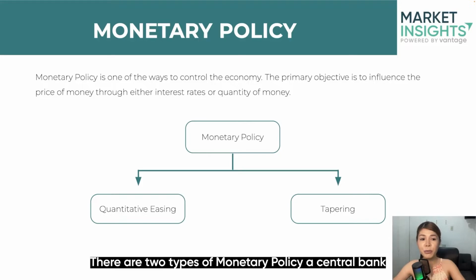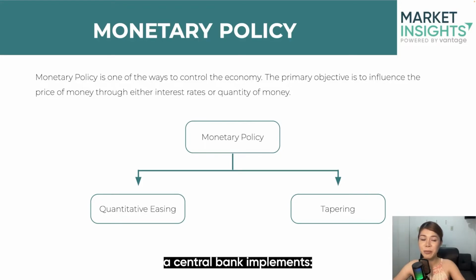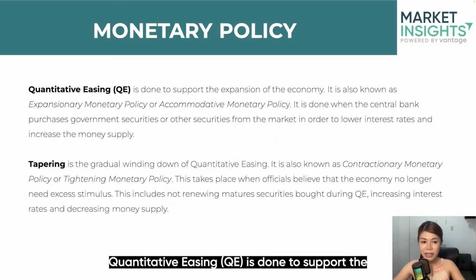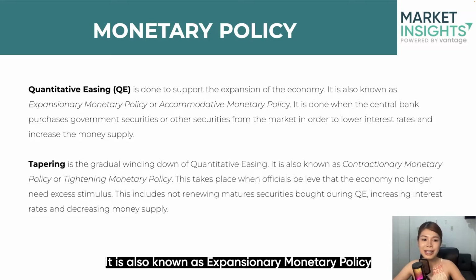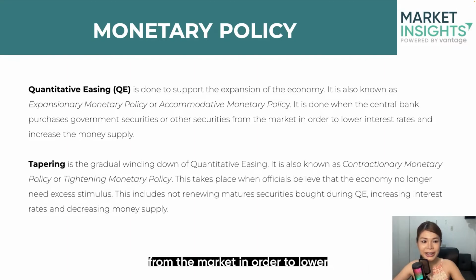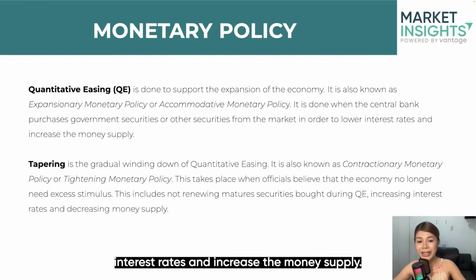There are two types of monetary policy a central bank implements. Quantitative easing, or QE, is done to support the expansion of the economy. It is also known as the expansionary monetary policy or accommodative monetary policy. It is done when the central bank purchases government securities or other securities from the market in order to lower interest rates and increase the money supply.